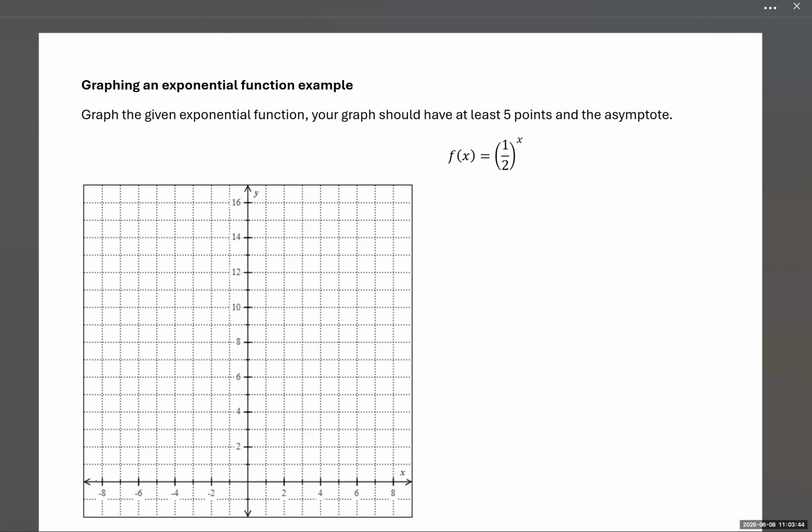So I'm going to start by just drawing the asymptote. So we have a dashed line going along the x-axis. That is your horizontal asymptote.